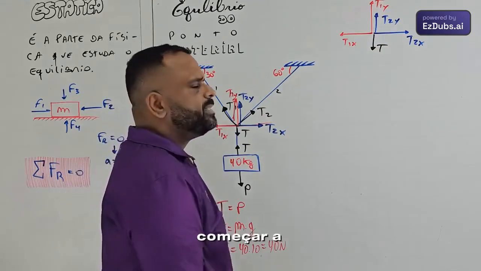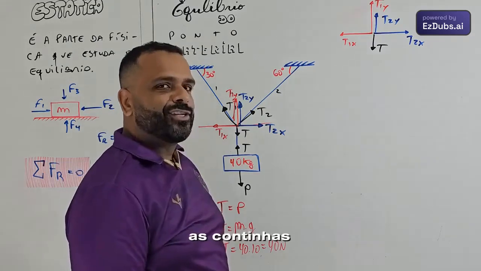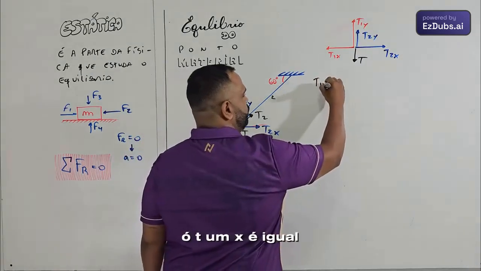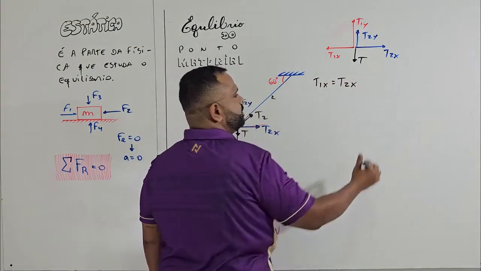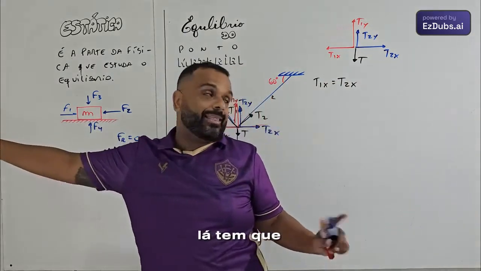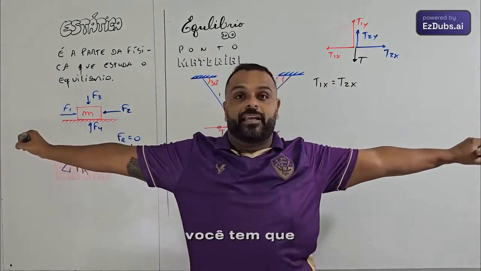So let's get the party started. Let's do the short ones, okay? T1x is equal to T2x. Because whoever pushes there has to be the same as whoever pushes here. You have to be in balance.